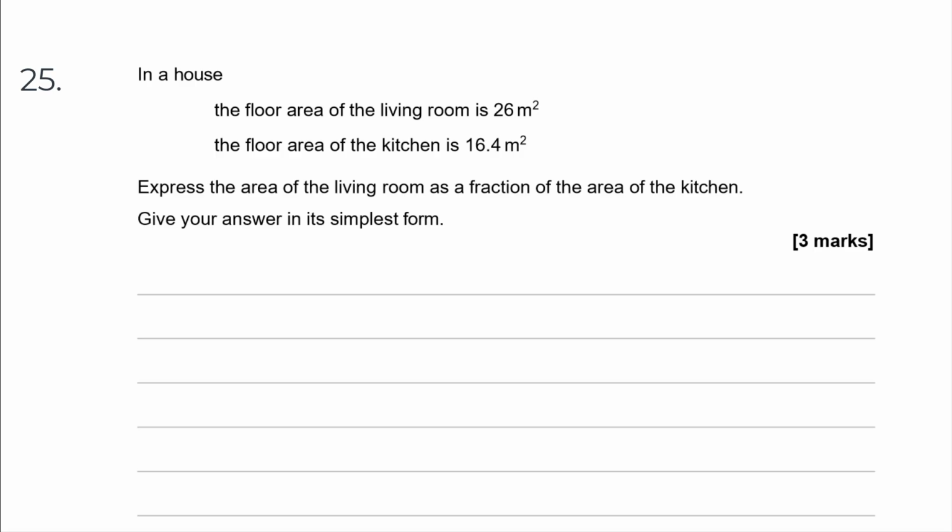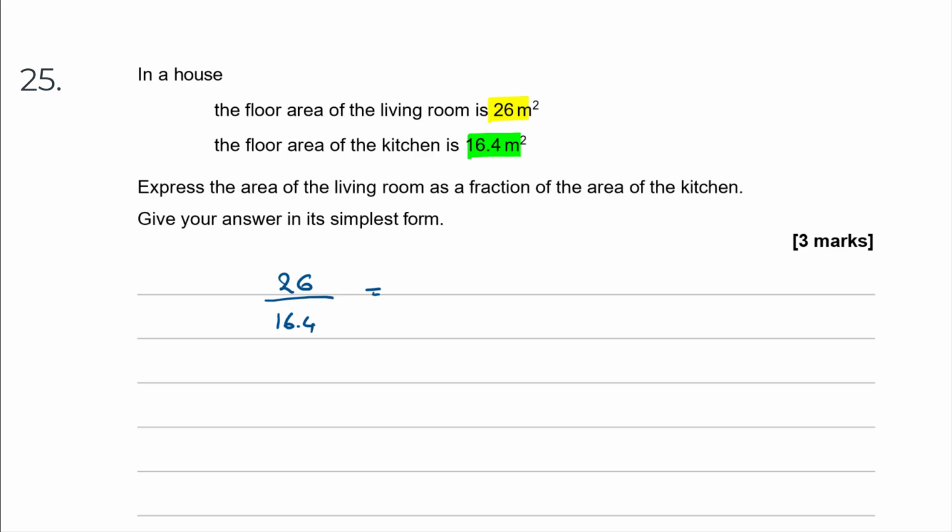And in a house, the floor area of the living room is 26 square meters, and the floor area of the kitchen is 16.4 square meters. Express the area of the living room as a fraction of the area of the kitchen. Give your answer as a fraction in its simplest form. So I want to write this one as a fraction of this one. If I'm writing one number as a fraction of the other, the number itself is the numerator at the top, and what it's a fraction of is the number at the bottom. So I've got 26 over 16.4 here.